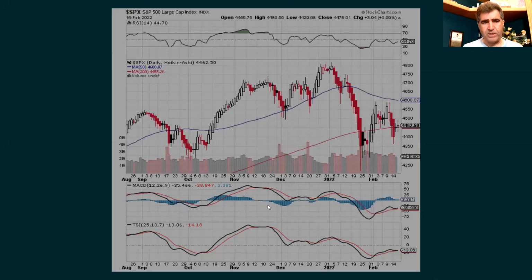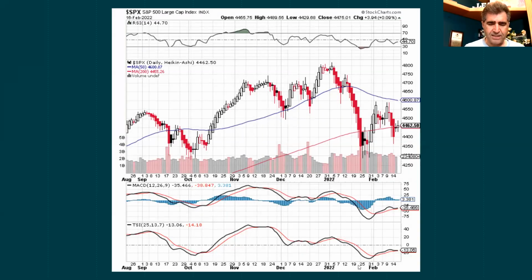I also want to look at where we stand on a daily basis. Again, it's been pretty choppy. You can see how we've been going back and forth with the MACD and the TSI, and we are right hugging that 200-bar moving average. This is Heikin-Ashi. Basically, we've had the red bars. It's almost indecision here, and this is not really confirmation.